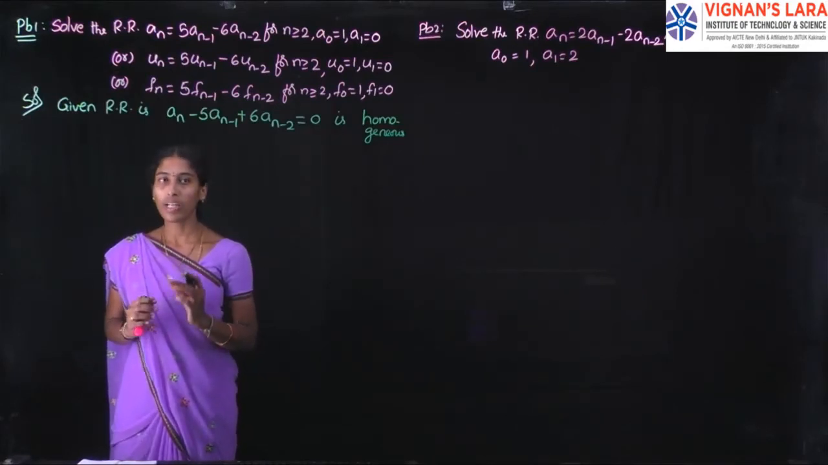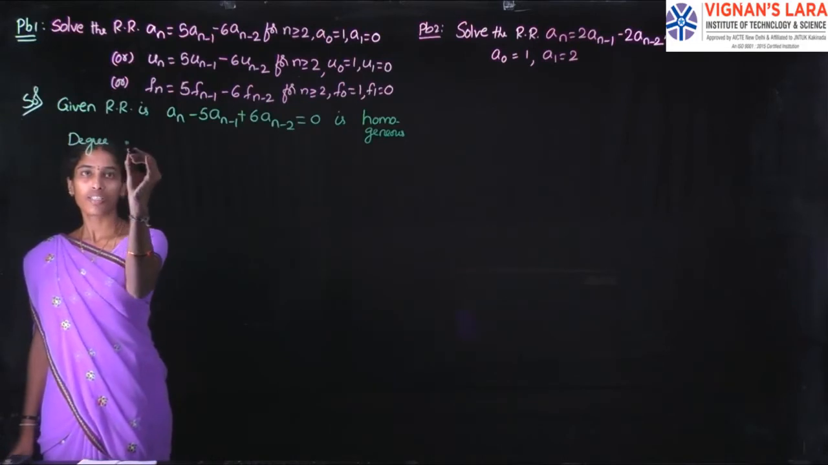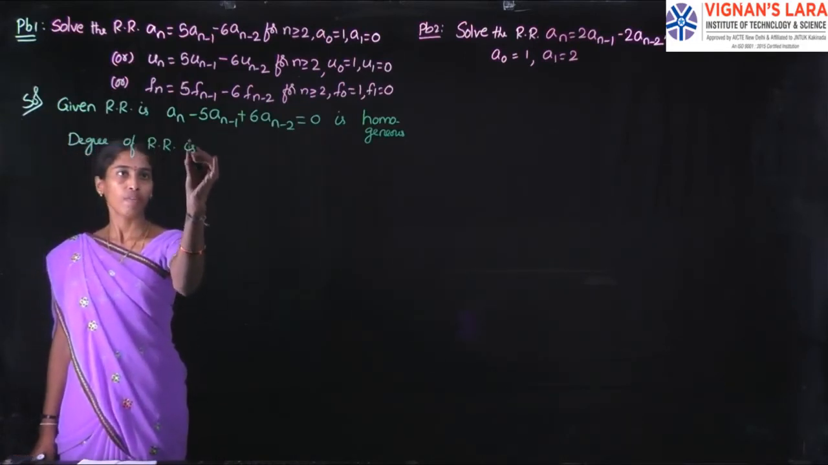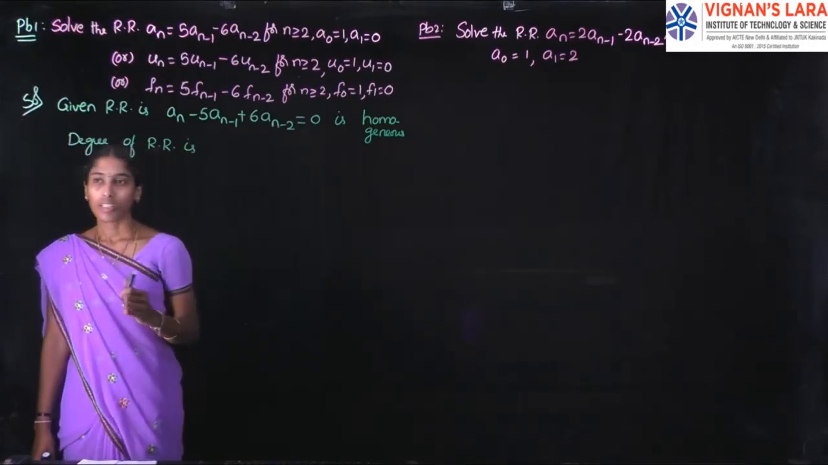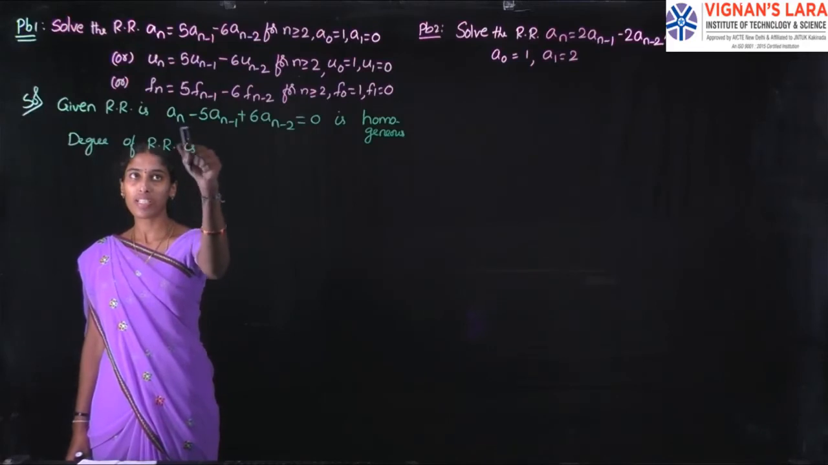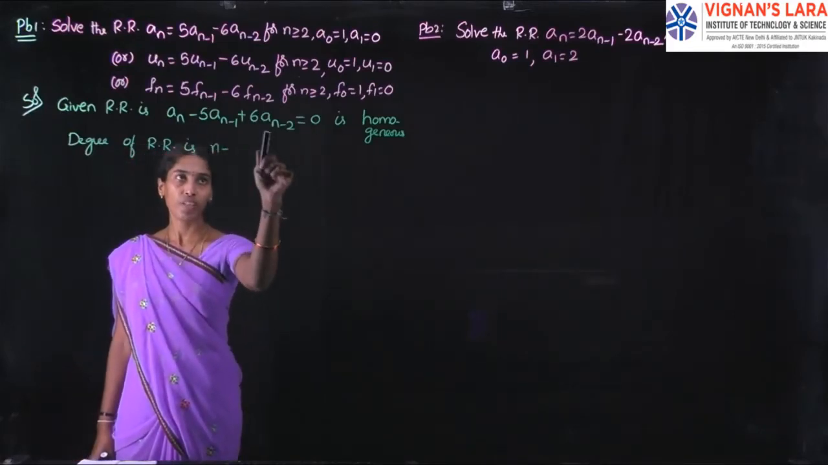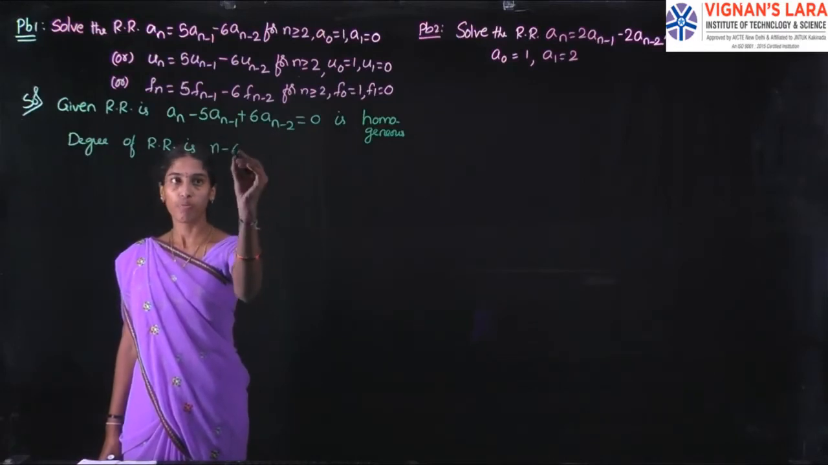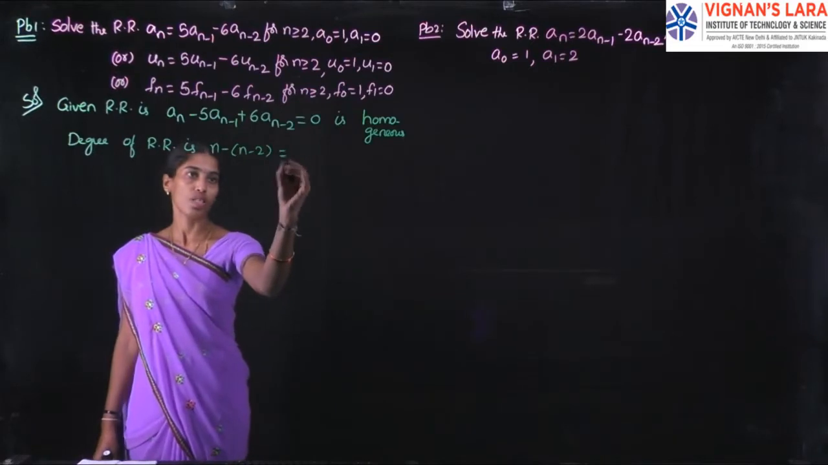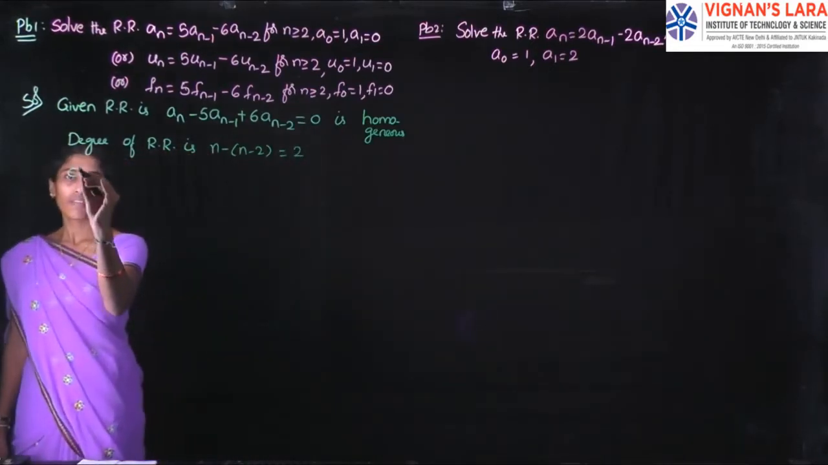Next, we need to write its degree. How can we find the degree? Just observe the terms of the sequence. The highest suffix term is a_n, minus the lowest suffix term a_(n-2). So highest suffix minus lowest suffix is equal to 2. Then write the characteristic equation.